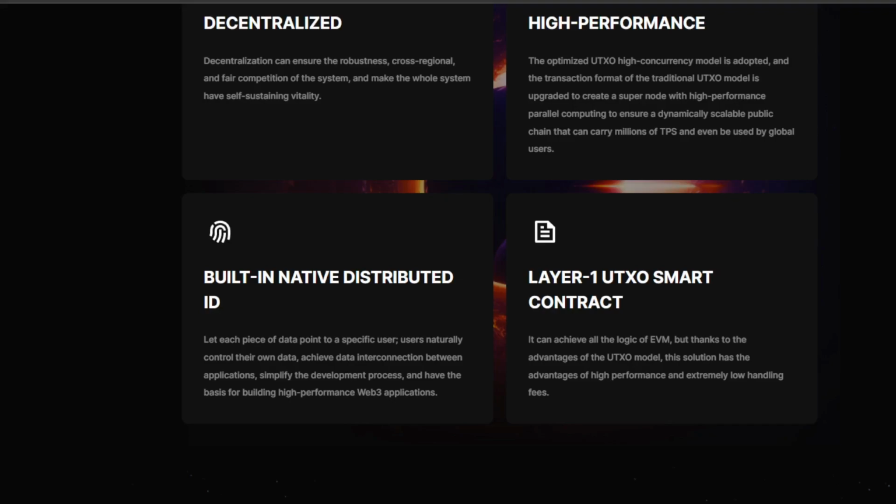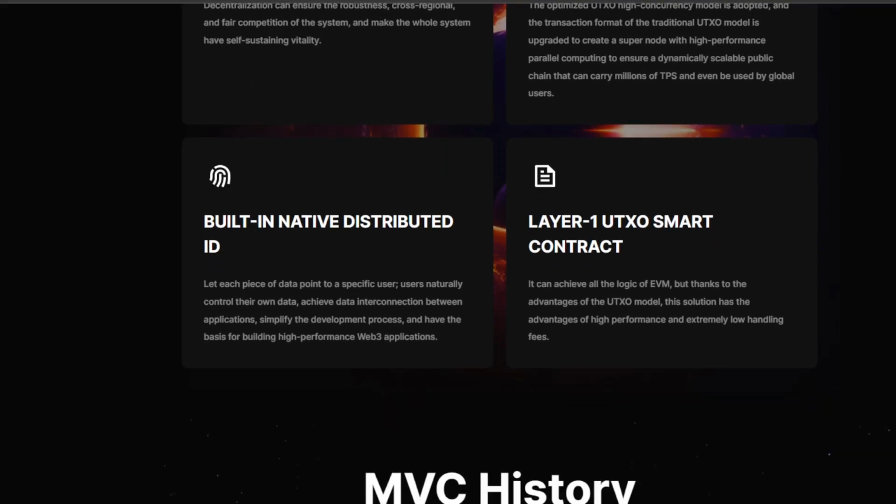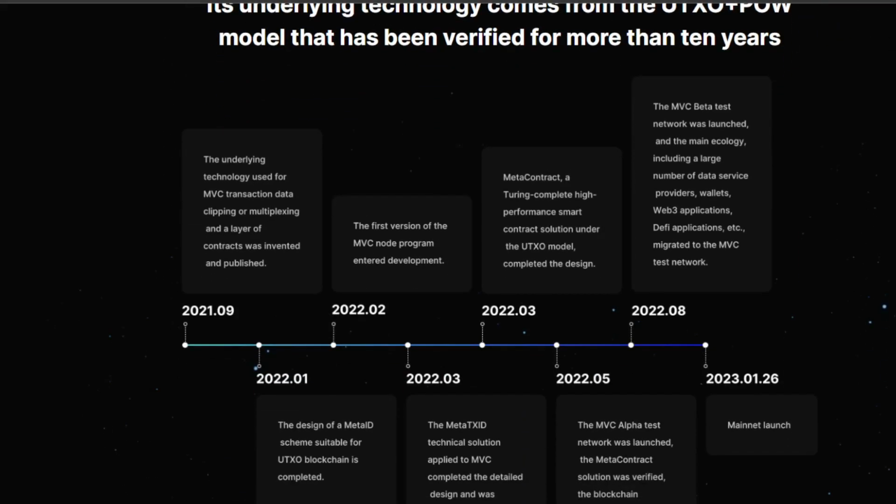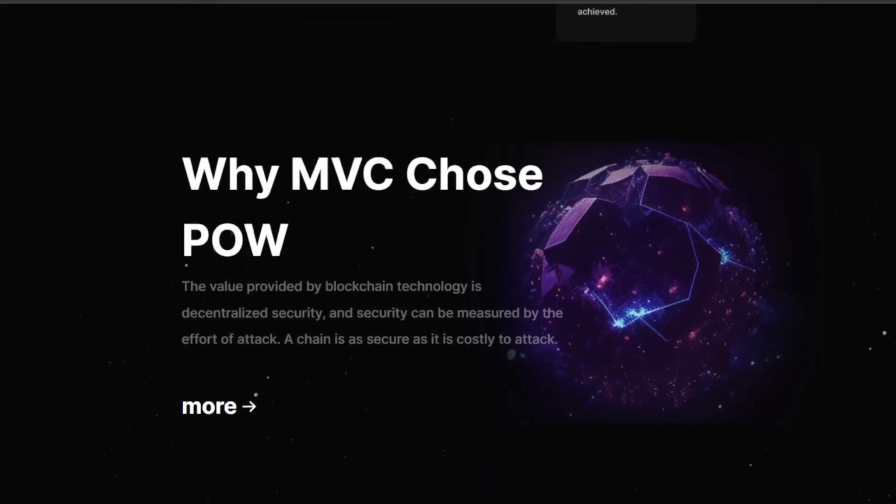Honestly, we need to see this in play, and we need to see real world use cases. Layer 1 UTXO smart contract, again, a little bit repetitive here, and if you read this, a lot of jargon, a lot of words here are very high level, and if you're new to this space, you're going to have to do a lot of research to make sense of all of this. Of course, I get it. MVC history, it's been around for a while, since 2021, but the biggest moves and leaps have been just recently, and you can see a little bit of momentum picking up in the short term.